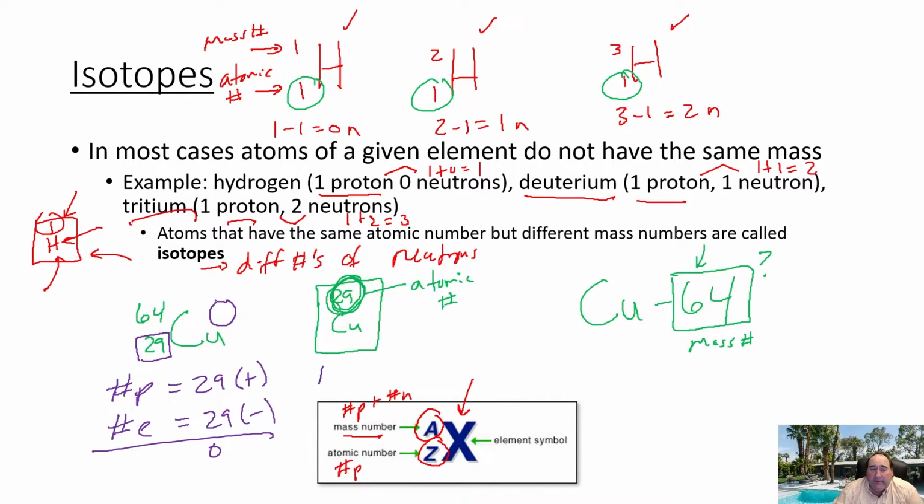And lastly, the number of neutrons in this case would be my mass number, which is 64 in this example, minus my atomic number, which is 29. I'm going to grab the handy dandy calculator and give it a go here. It's going to be 64 minus 29. I think I see 35 on the screen there, so we'll go with that. 35 neutrons.